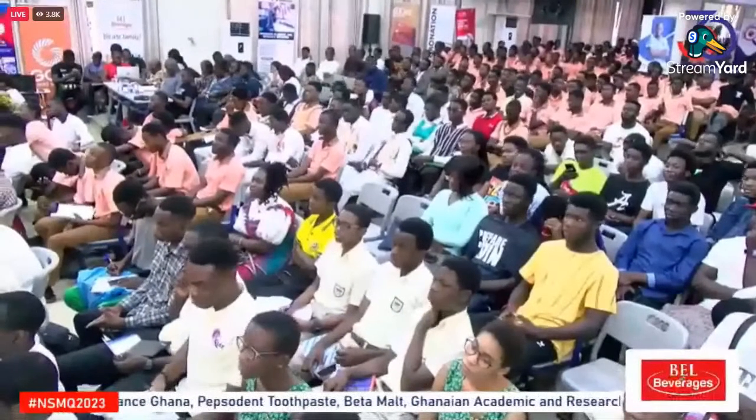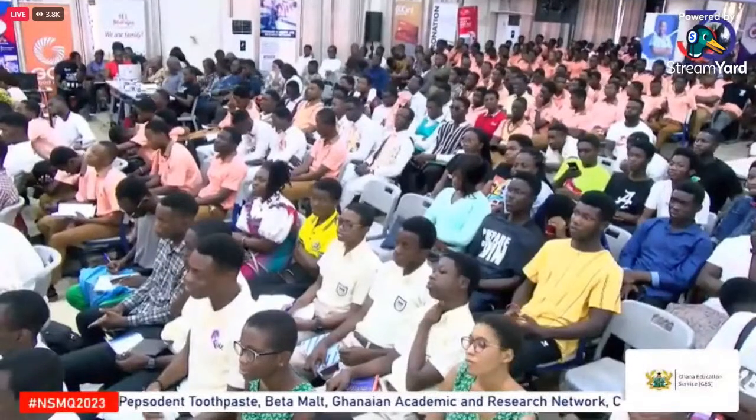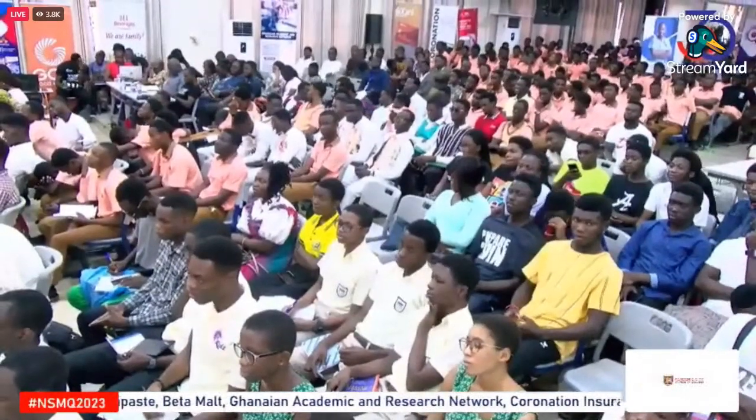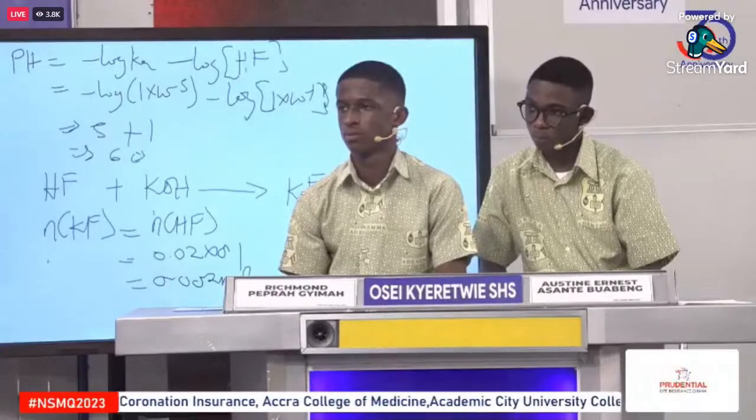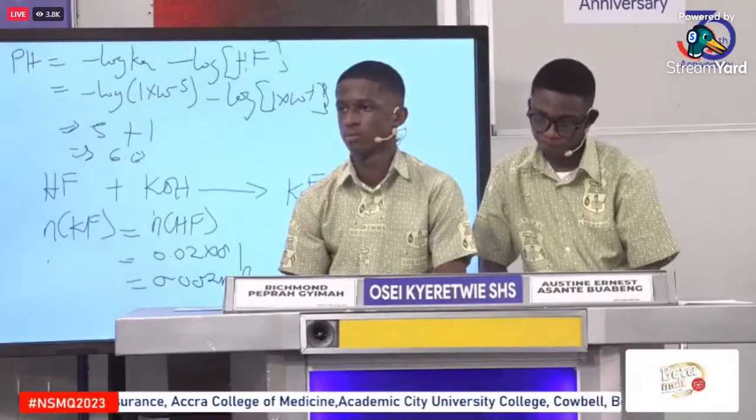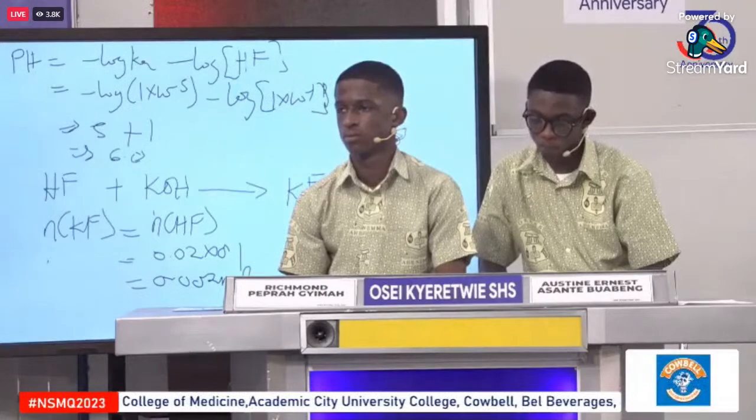So 1 point for the equation, another point for the calculation using the dissociation constant, and then the final answer for pH, another point. So 3 points were at stake here. Now, question 2, contestants were to find the concentration of the salt present at the equivalence point.